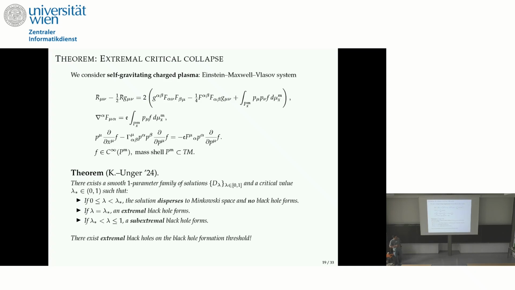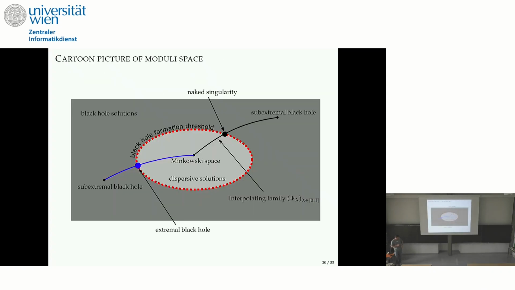So we showed that there exist extremal black holes on the black hole formation threshold. And so we call this extremal critical collapse. Okay, fine. So back to the picture. What we show is that there exists a different way of going from Minkowski space to a sub-extremal black hole. And this is actually a different direction than what was studied in the numerics literature, where on the black hole formation threshold, you have an extremal black hole.